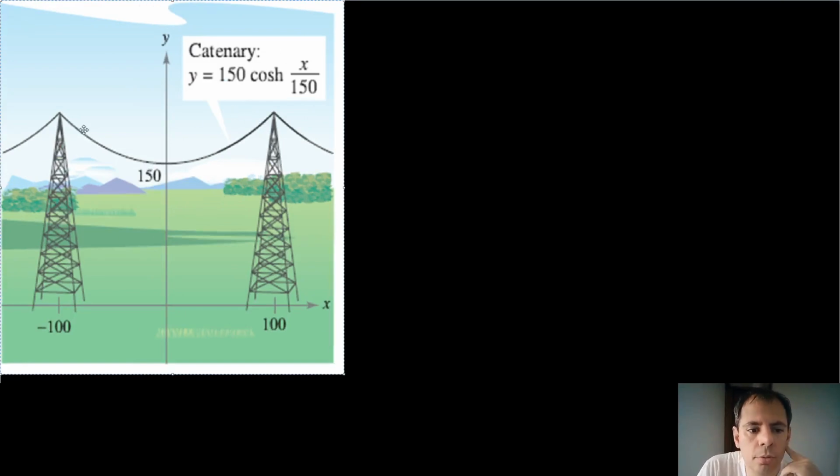I'm not going to prove this to you, but you see this when you have wires that are hanging. Okay, you got a post in here and you got another post in here, and the wires are hanging, and you can see that the posts are 200 whatever apart, 100 to the left and 100 units to the right, and the value of y according to the value of x is going to be given by this catenary, I think it's called catenary equation, y equals 150 times the hyperbolic cosine of x divided by 150.